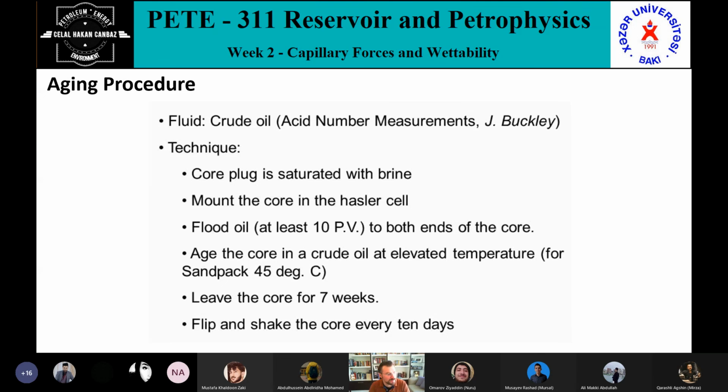And of course, as a procedure, you flip and shake the core every 10 days. After 7 to 8 weeks, you make your core oil wet. You directly see this. When I was making my contact angle measurements, I remember it was water wet previously, and I got a 178 degree contact angle from a core sample which I made oil wet. Previously it was water wet and we made it oil wet.